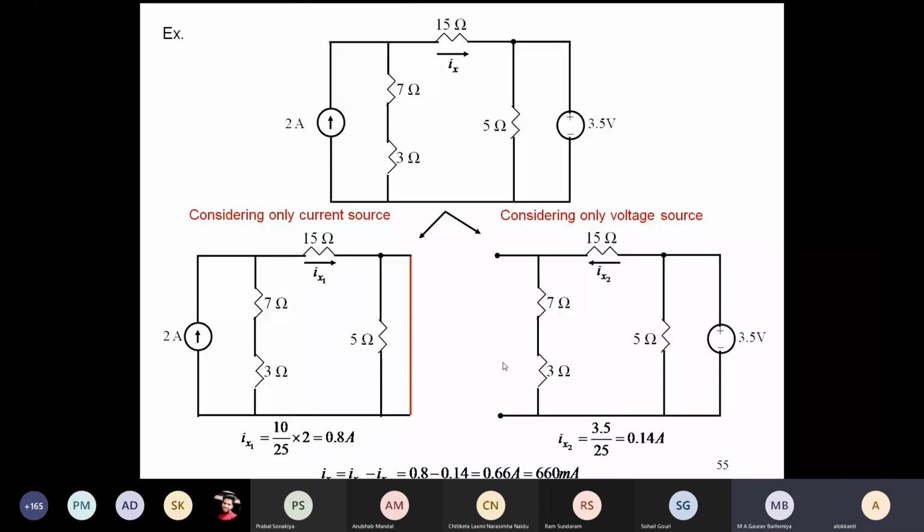Okay. So the next theorem is basically called Thevenin's theorem. Thevenin's theorem.